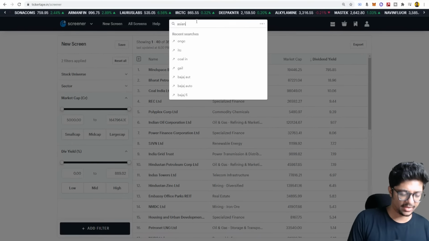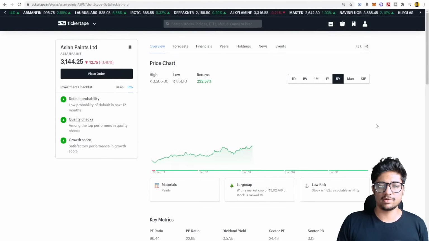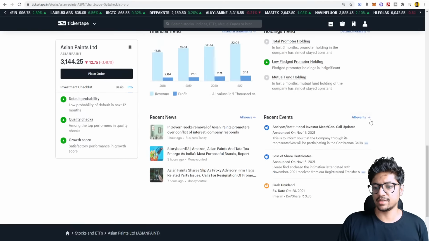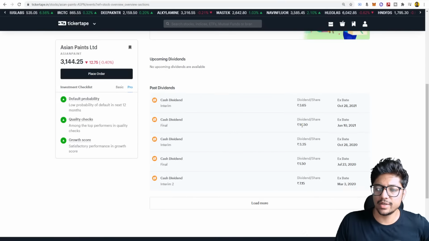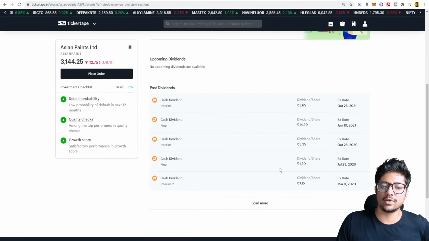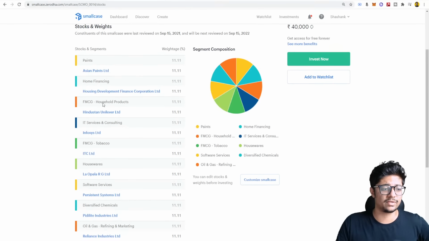Okay, let me just check. If I go to Asian Paints, 5-year returns will be good only. Yes, so Asian Paints returns are very good. Let's look at the dividends, interim dividend. Oh yeah, not bad at all for a company that is also growing, giving you 200% return and giving you good dividend. So this looks good.